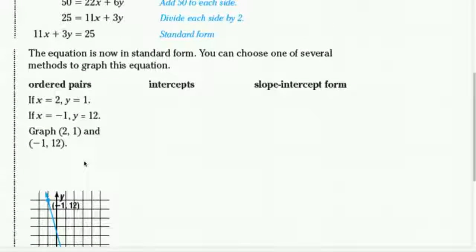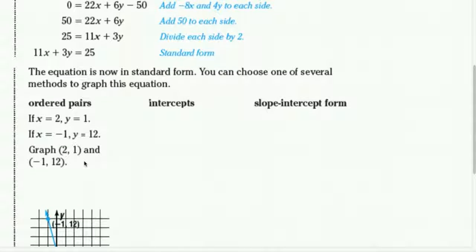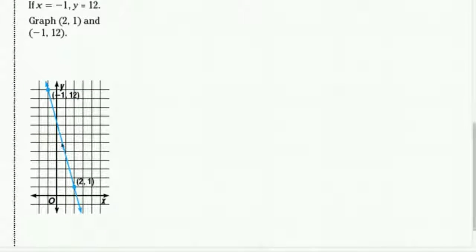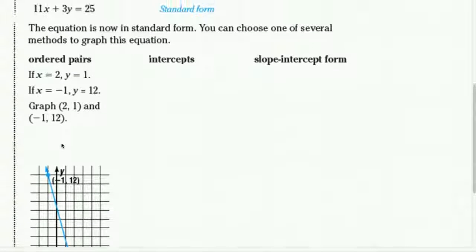Again, using ordered pairs, what we do here is we simply represent x with 2. After representing x with 2, we solve for y. Then we choose another point for x, in this case negative 1, and we solve for y. And there you have your 2 ordered pairs. Connect those 2 ordered pairs with a straight line, and you've graphed your equation.